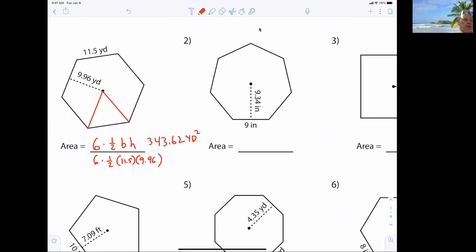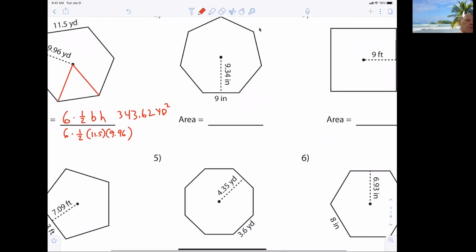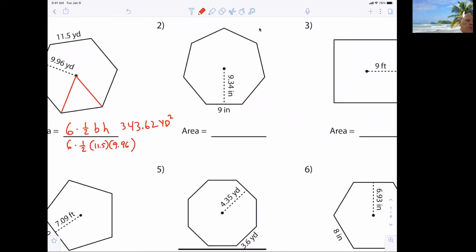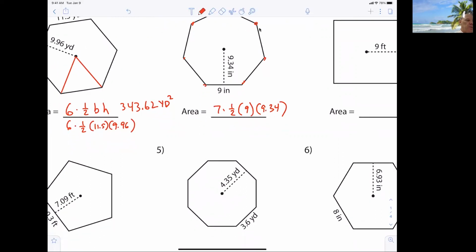Now, number 2. How many triangles are there? Yeah, 7. So 7 times 1/2. What's the base? And what's the height? Yeah, 9.34. So go ahead, do the calculations on that. And then we'll call it square inches.